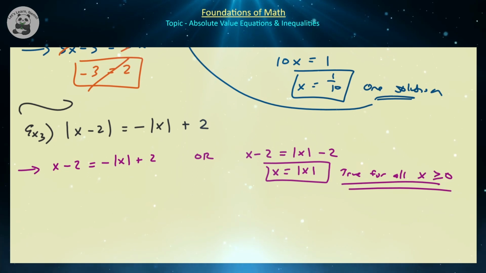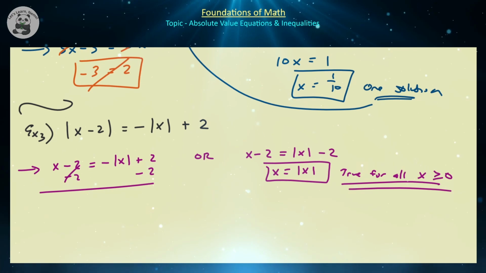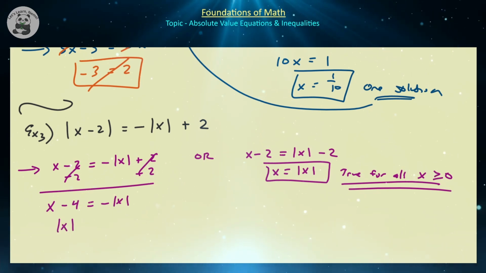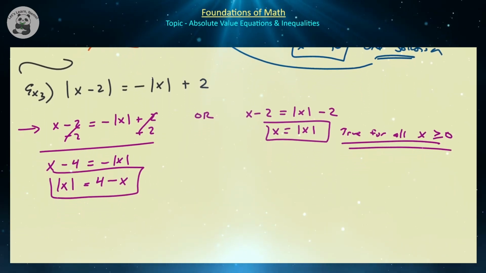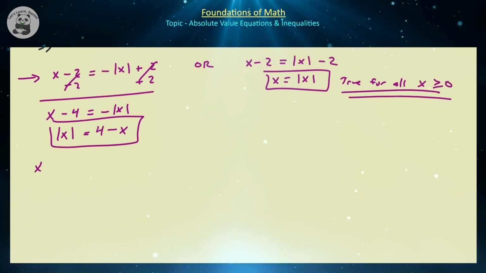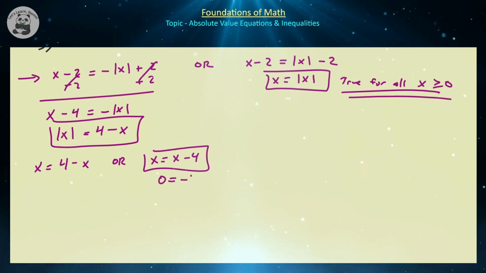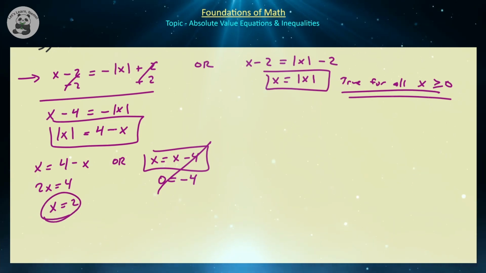And what do we have going on over here? So if we have this expression, for example, if we subtract 2 from both sides of this, we're going to have x minus 4 is equal to the negative absolute value of x. So the absolute value of x is equal to 4 minus x, which is, again, another absolute value equation. So either x is equal to 4 minus x, or x is equal to x minus 4, the opposite. Notice that this equation is going to give us 0 is equal to minus 4, which is useless, so that's not going to help us. And over here, we're going to have 2x is equal to 4, which means that x is equal to 2 is going to be our solution.